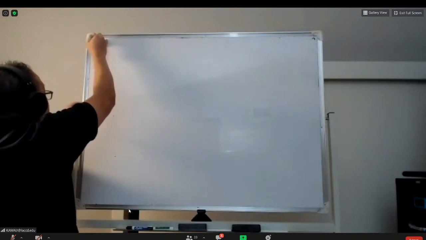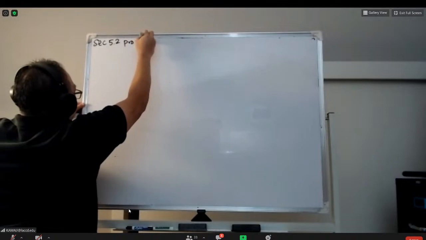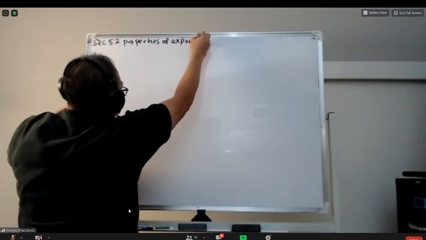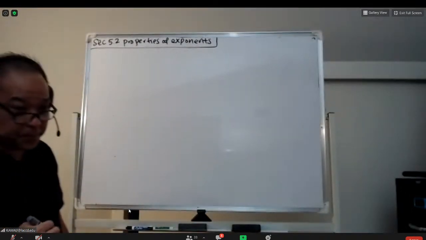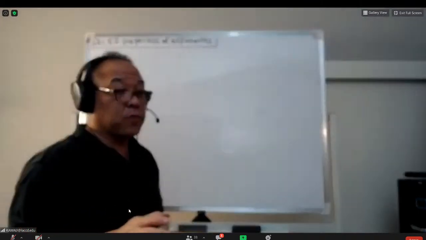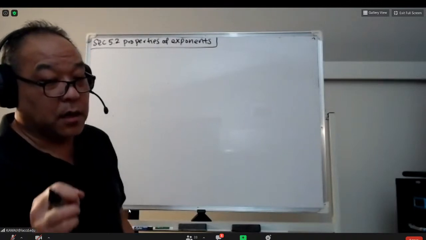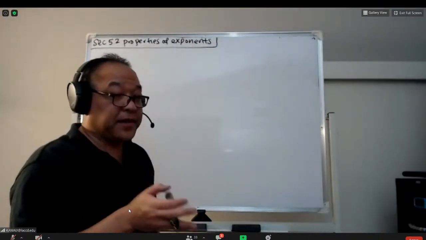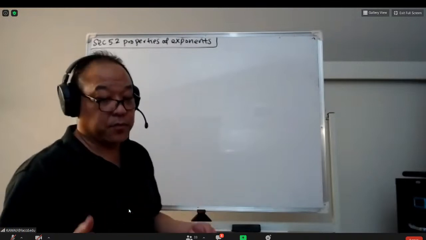Okay, so let's look at section 5.2, properties of exponents. Let's talk about the word property. What the heck does a property mean? Now, the way we use words in math is different from how we use words in other scientific disciplines.